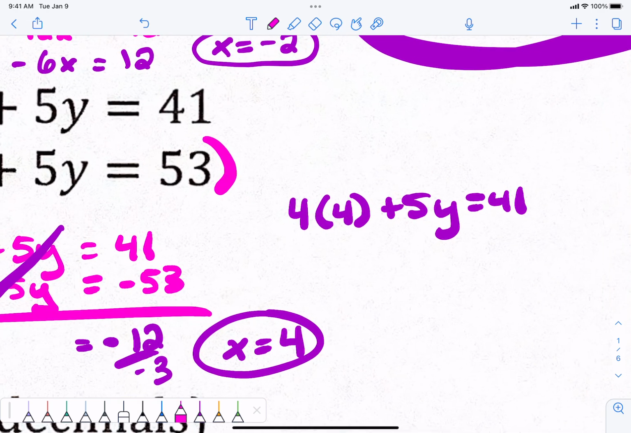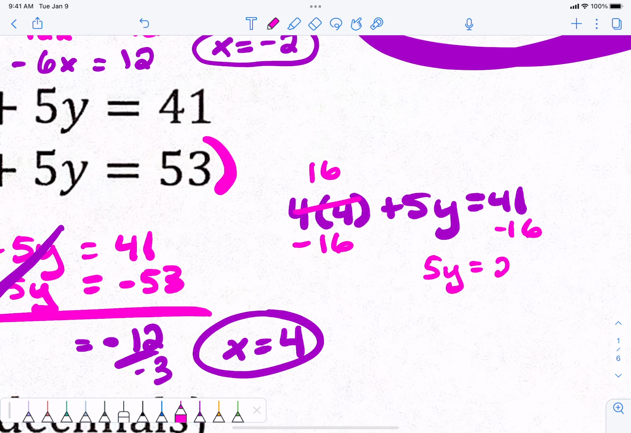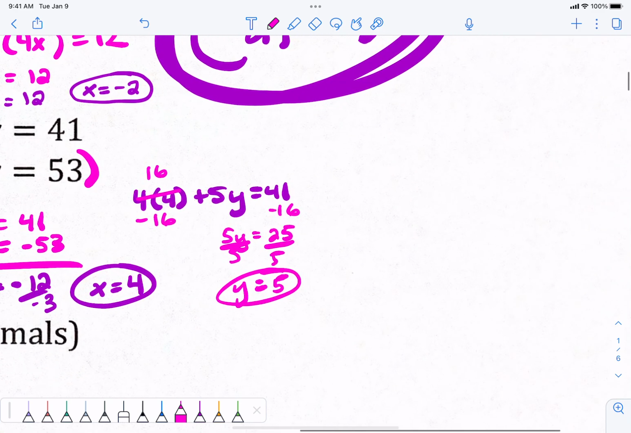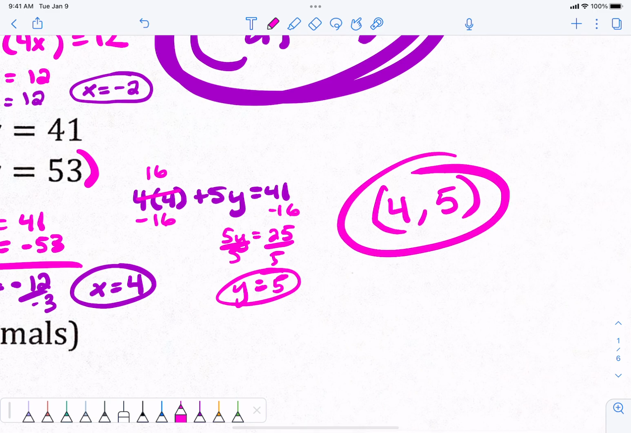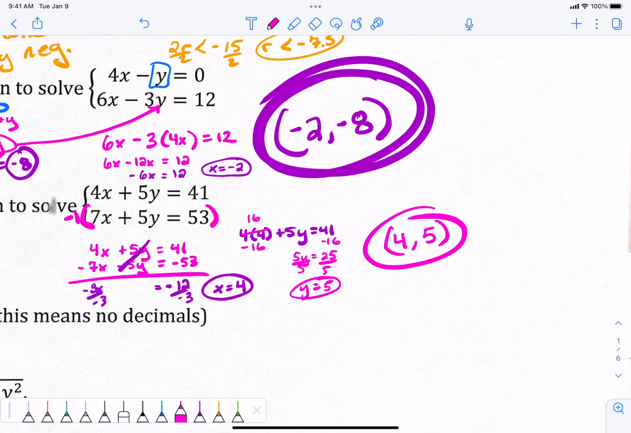Okay, am I going too fast? No? Okay, 4 times 4 is 16. Let's subtract that 16 over. So I have 5y equals, is that 25? Yeah, 25 plus 16 is 41. Yep, then divide by 5. And y is 5. So the place where those two are going to intersect is at the point 4, 5. There it is. Okay, good?